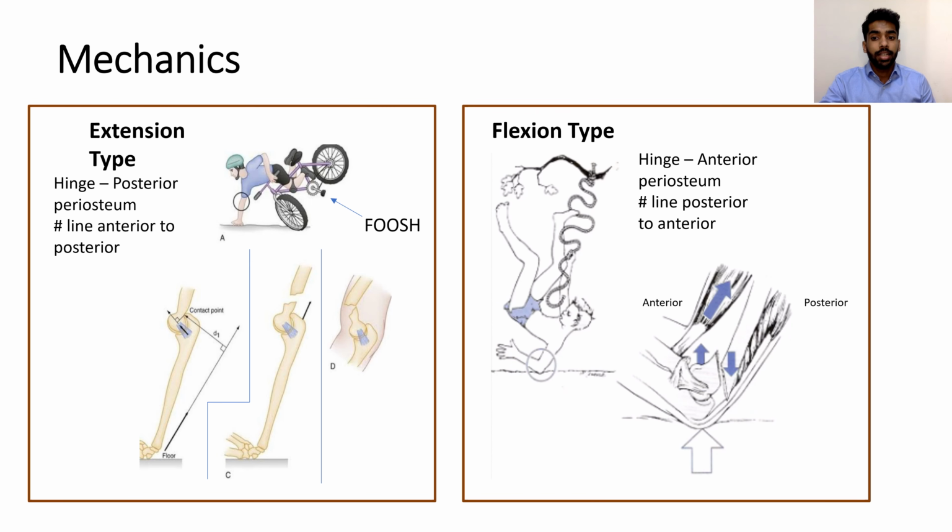Flexion type is seen in 3 to 5% of the cases. The typical mechanism is when a direct anterior force acts against a flexed elbow, which causes anterior displacement of the distal fragment. The fracture line propagates from posterior to anterior, with the anterior periosteum being the hinge.